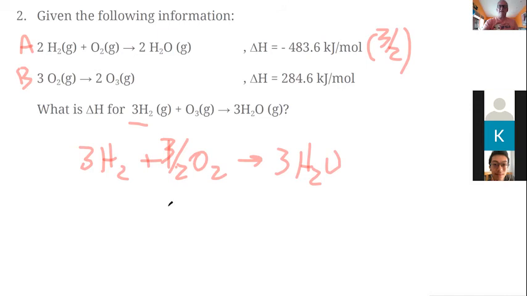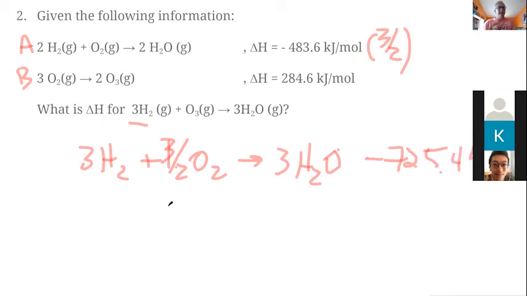So what would be the energy involved? They're all gases, so I will leave off the states of matter. How much energy would be involved in that reaction? Negative 725.4. Right, 725.4 kilojoules.